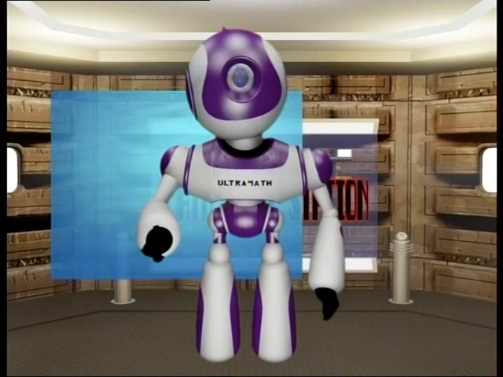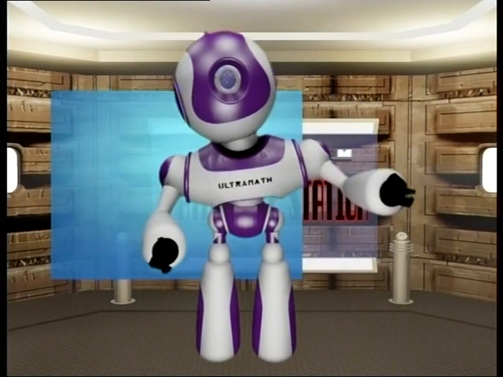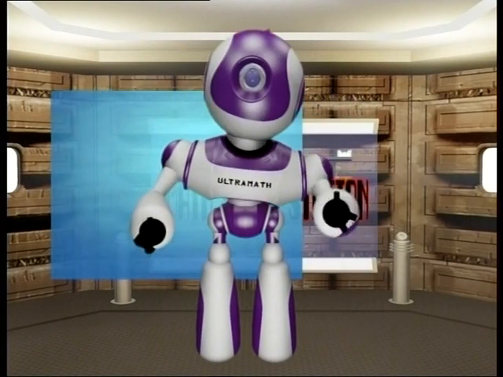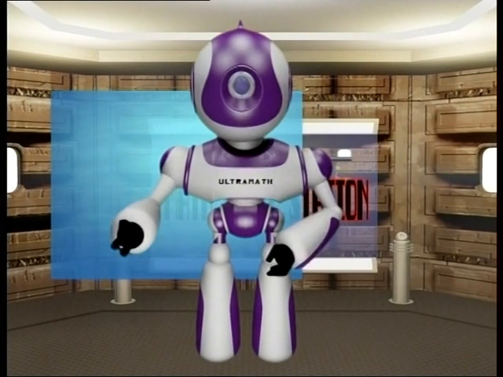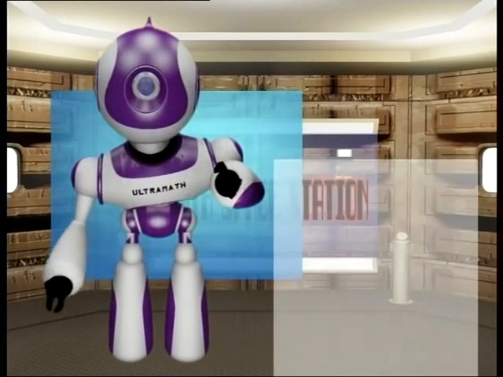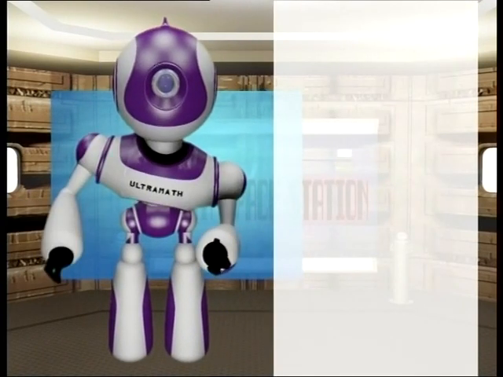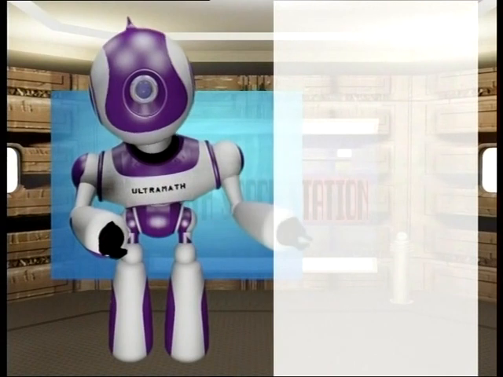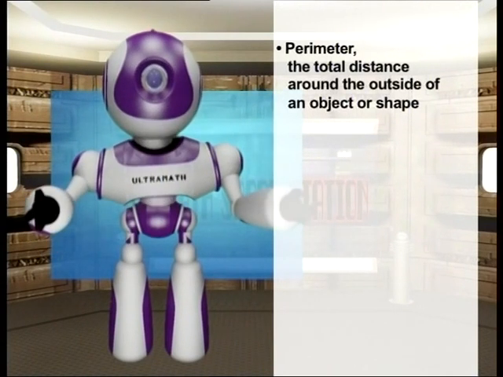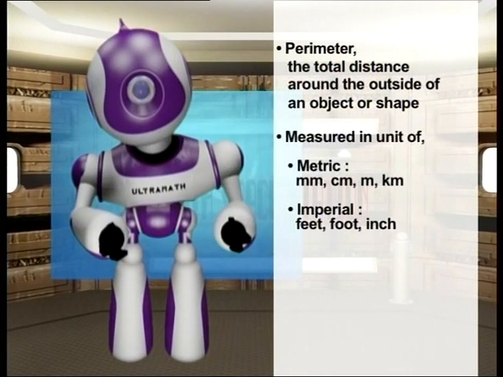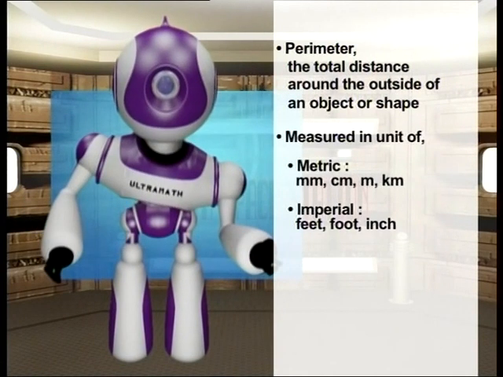Let me remind you, in the last episode we discussed shapes and their characteristics. Let us do a quick recap. Do you still remember what perimeter is? Good, that is right. Perimeter is the total distance around the outside of an object or shape. It is measured in metric or imperial units.